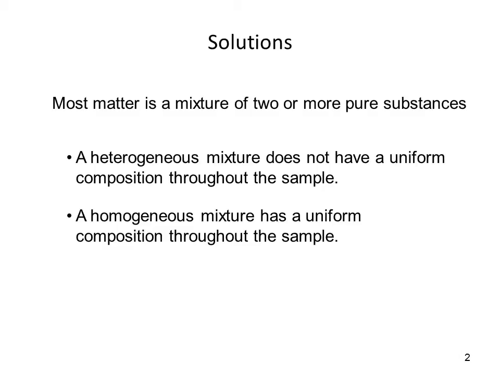Homogeneous means that it is the same throughout. So if you look at your brass key, the brass that's on the outside is exactly the same as what's on the inside. It might be a different shape, but it has the same zinc and copper composition throughout. And that's the difference between homogeneous and heterogeneous.